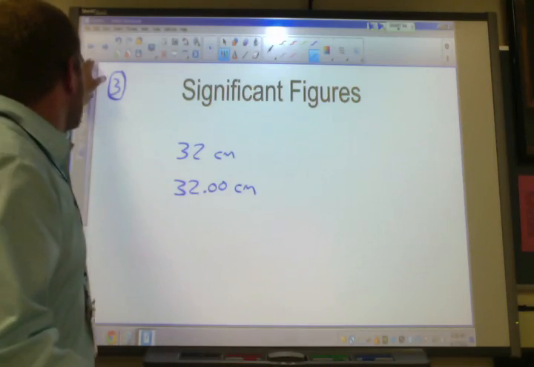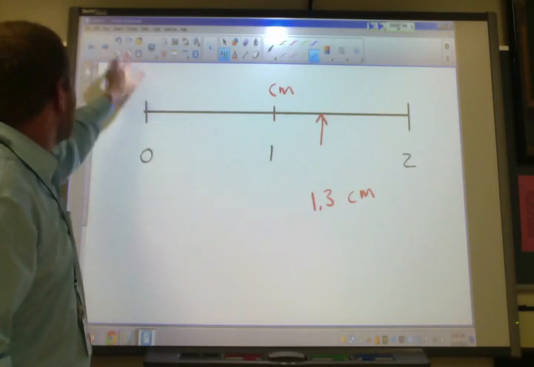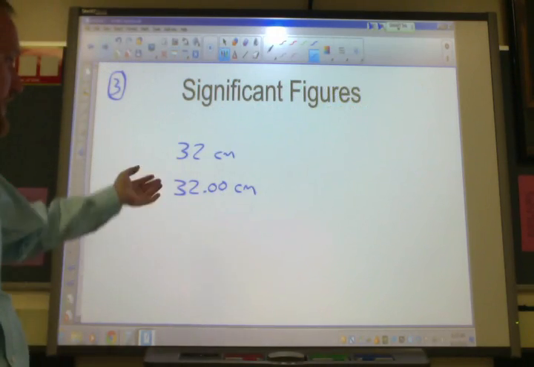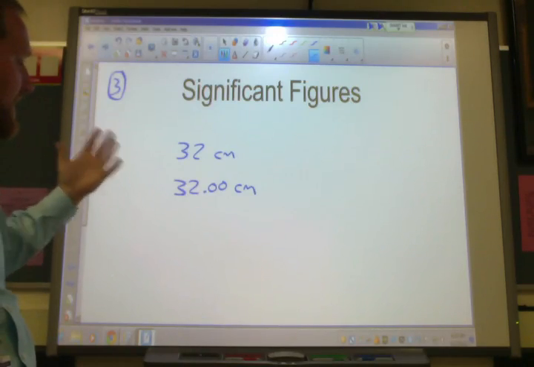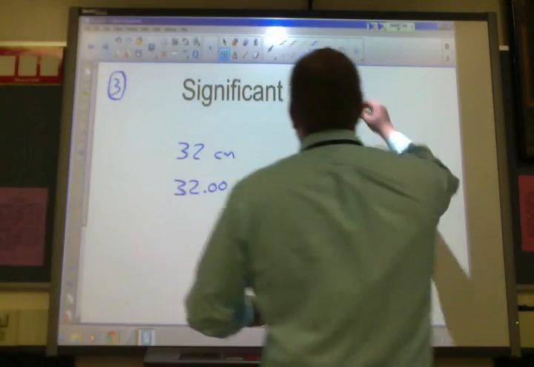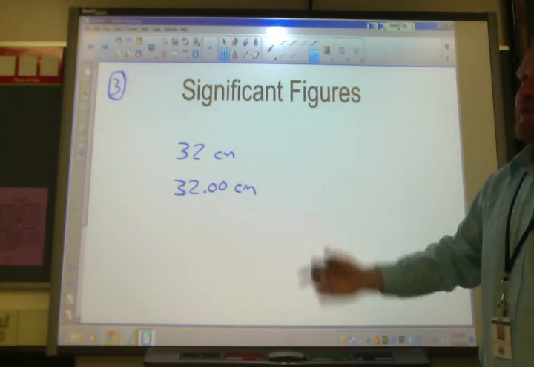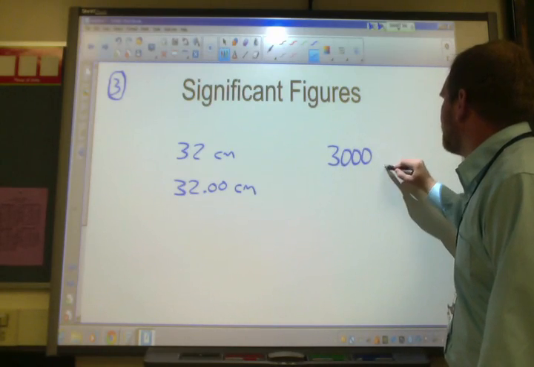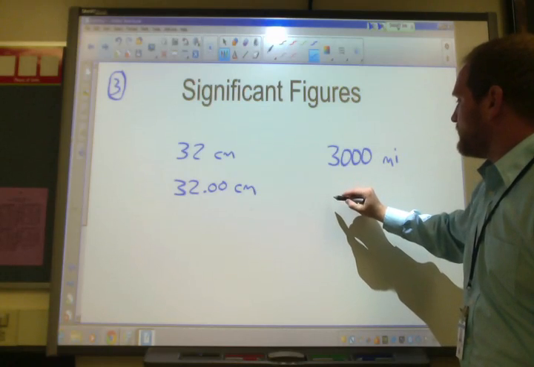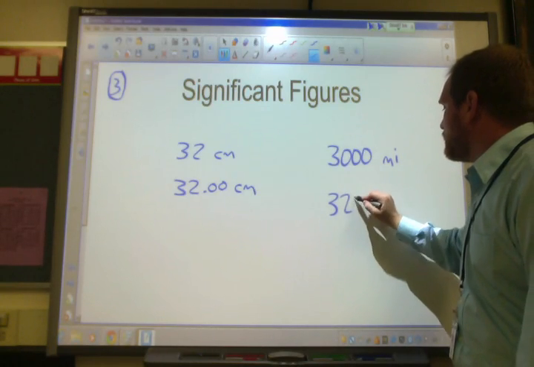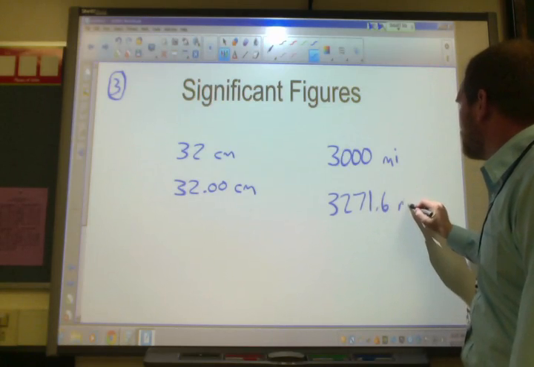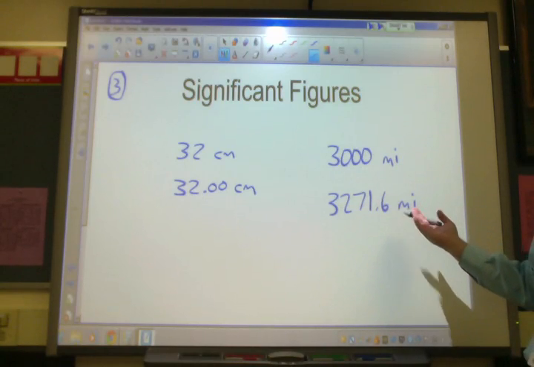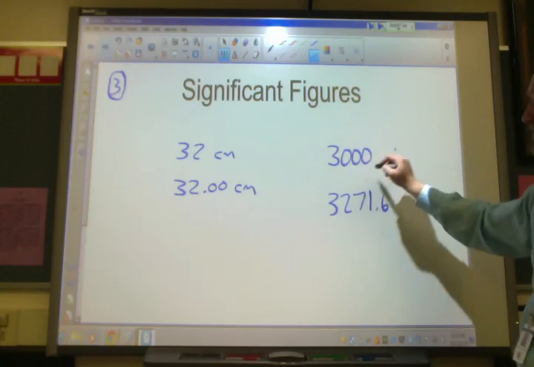And measurements have to be used with proper precision like this. Okay? So there is a difference between these two numbers in chemistry, and that's why we use significant figures. Same thing if I said, how far is it from here to California? And someone says 3,000 miles. And someone else looks it up on Google and says it's 3,271.6 miles. Which one do you trust more? I would say you trust this one, because this is just kind of rounded off. It's sort of an estimate.